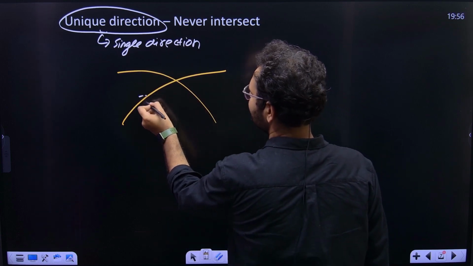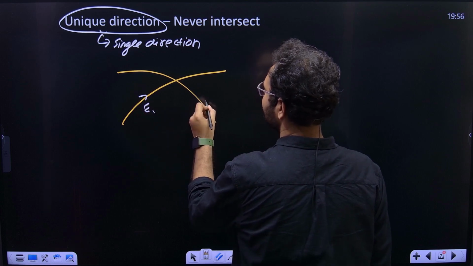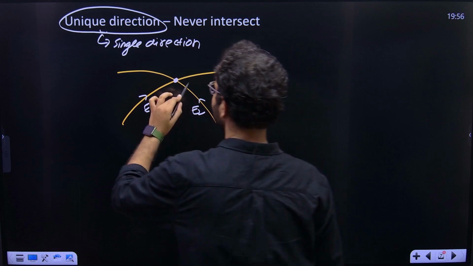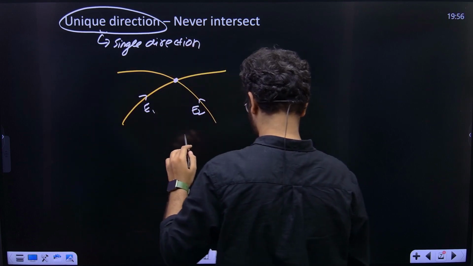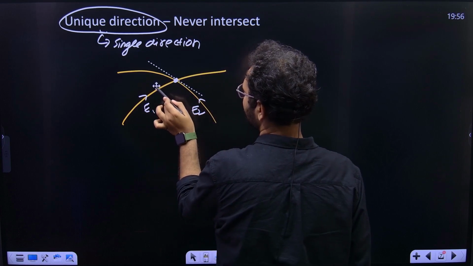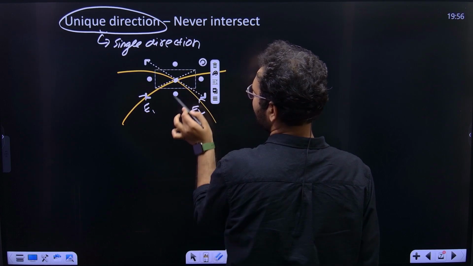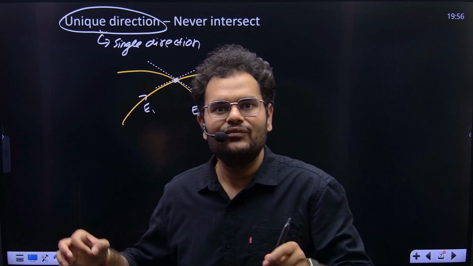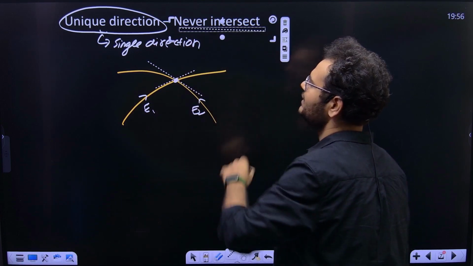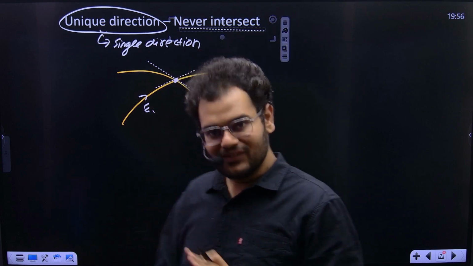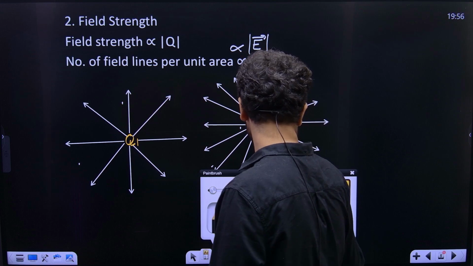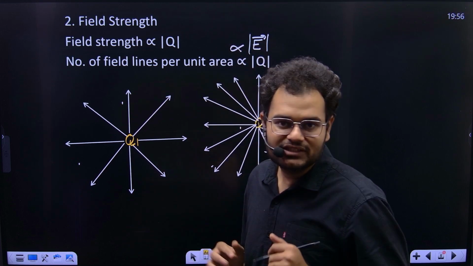Here the two field lines are shown. Suppose this is the first electric field line and this is another electric field line. Here they are intersecting. Now if I draw a tangent at this point, this is the tangent at this point and the tangent at the other. So at a single point we are seeing two different directions. How is this possible? Not possible. That's why always remember, electric field lines never ever intersect. This is a very important point. If you get this, then everything is fine.